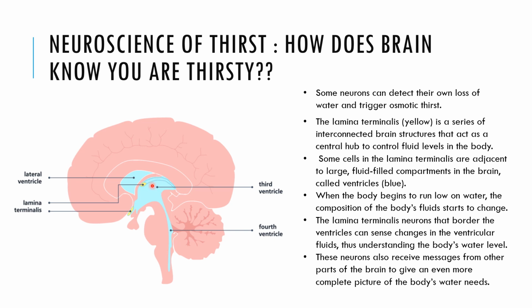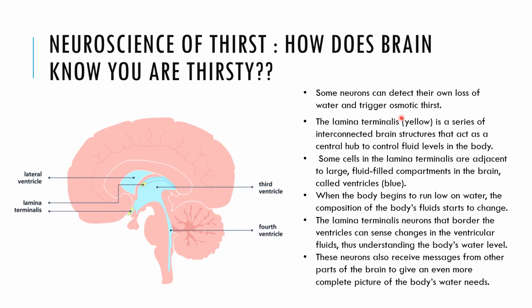Now when the body has low water, the composition of the fluid within the body starts to change, and the neurons which are present in the border of the lamina terminalis can sense the change in the ventricular fluid, and then they understand the body's water level. So these neurons are the ones which we are talking about here.